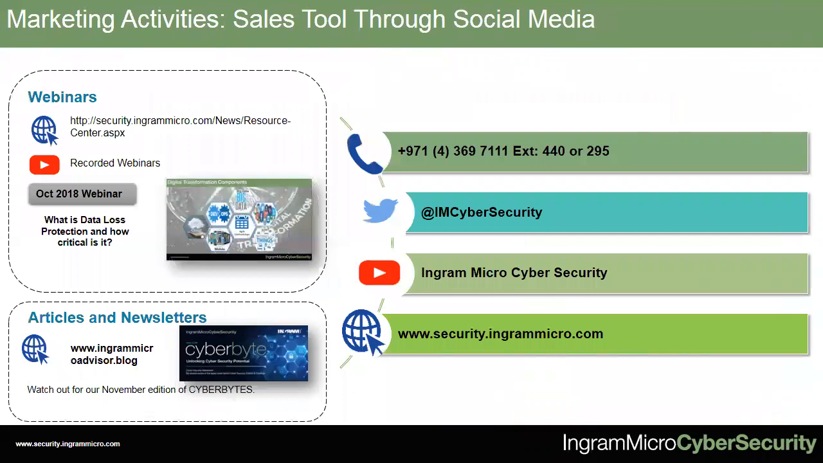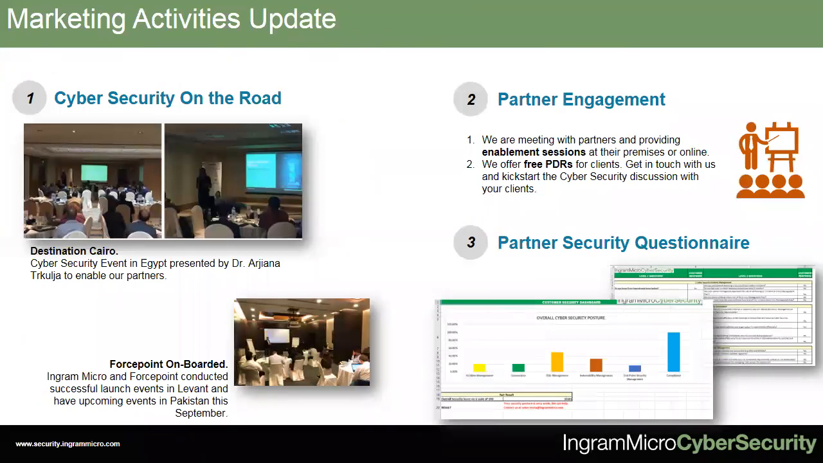Then we do a lot of marketing activities in terms of webinars, and there are YouTube channels where you can see our recorded webinars if you couldn't attend earlier. Then there are articles and newsletters published on our websites where you can go and look. You can connect to us on the phone number written here. You can connect with us over Twitter as shown here, and in the market we keep doing a lot of activities to engage more with our partners, and engage with our users, our customers also, along with our partners. So we keep doing a lot of events in different regions.